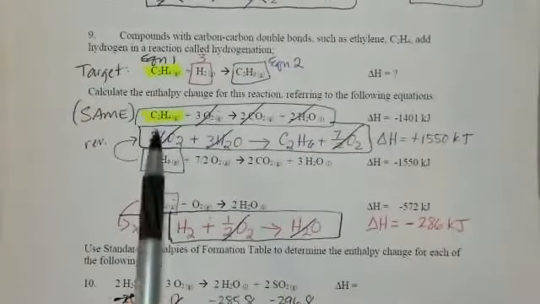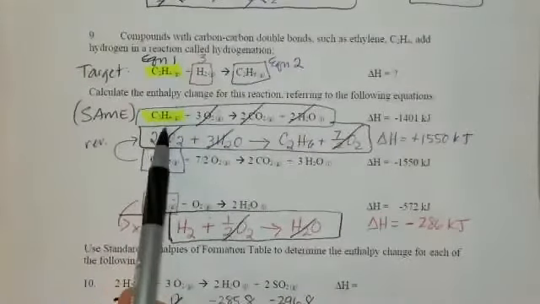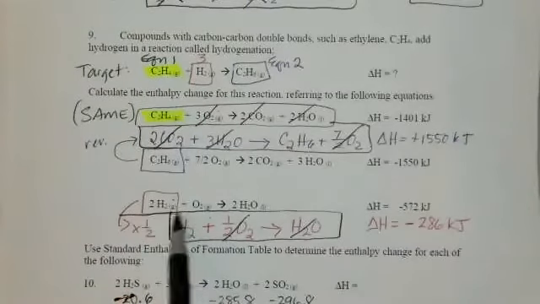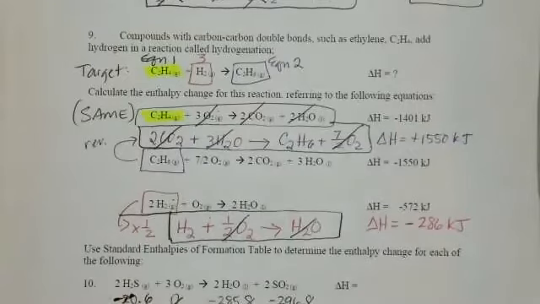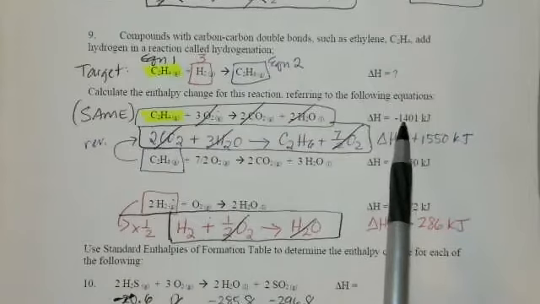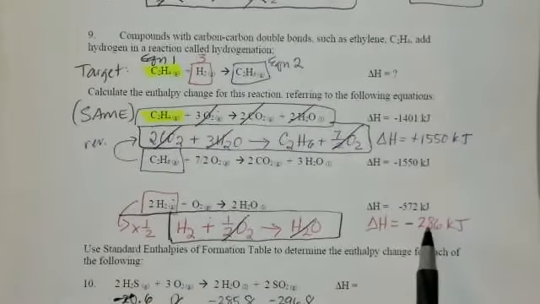So what do I have left? I've got my ethylene, or ethene, reacting with my hydrogen to make my ethane. That's the only thing that didn't cancel out at this point. So that is my target equation. So what I'm going to do is take my delta H for those 3 equations and add them together.